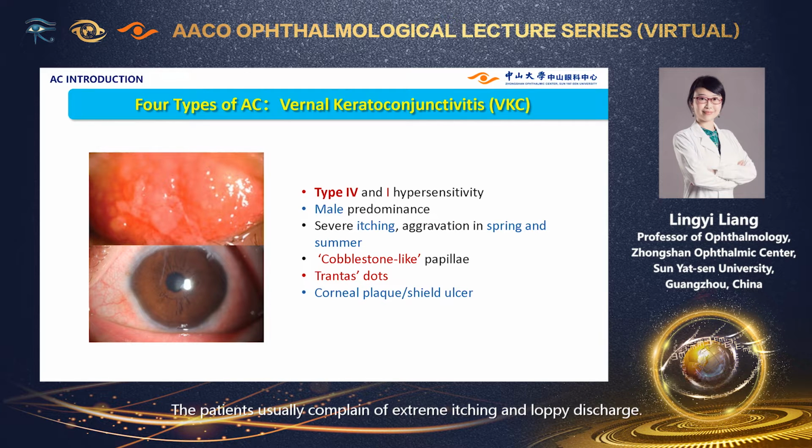The patient usually complains of extreme itching and a ropy discharge. The conjunctiva usually has a milky appearance, and there are many fine papillae in the lower tarsal conjunctiva. The upper palpebral conjunctiva often has giant papillae that give a cobblestone appearance.